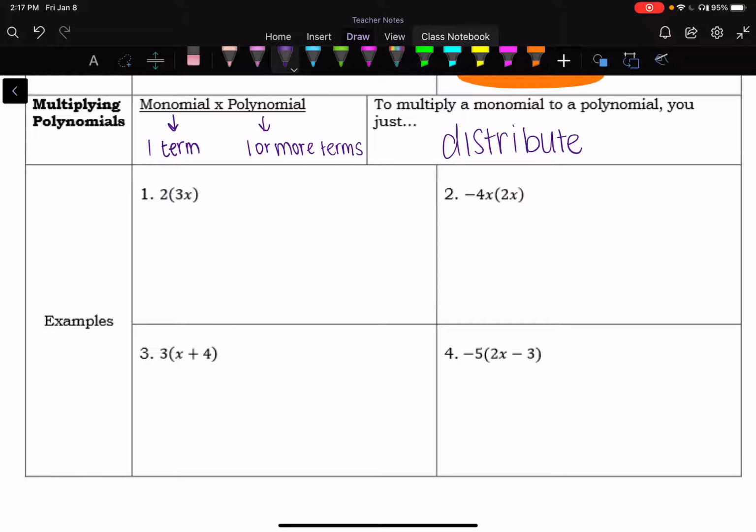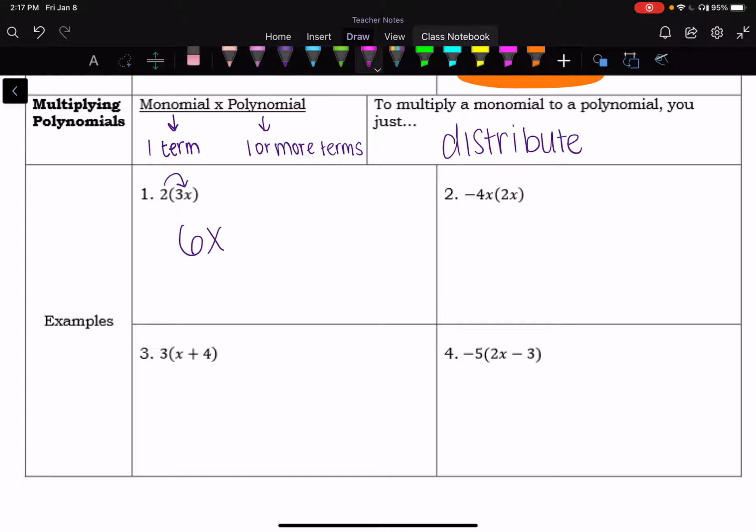So we're going to take 2 and multiply it to 3x. In this case, we multiply the coefficients together. So 2 times 3 is 6. And my x value does not change because it did not have another x to be multiplied to. So my final answer here is 6x.